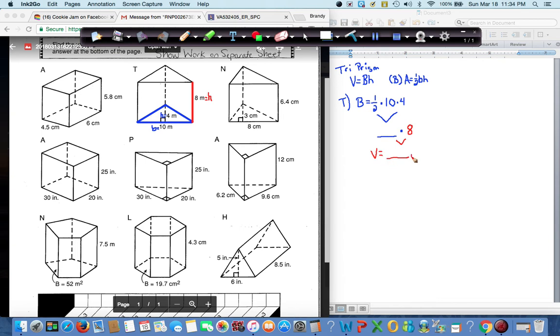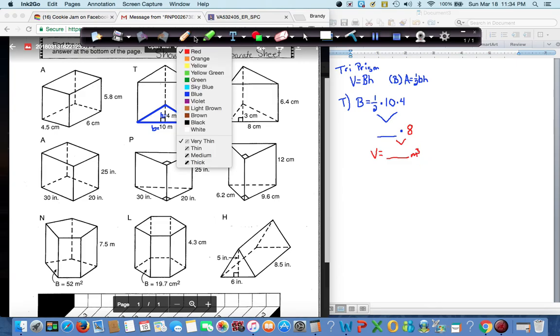And these are going to be meters cubed. Everything is cubed no matter what the picture is. Everything is cubed when you're talking volume. Okay? All right, let's try the next one.